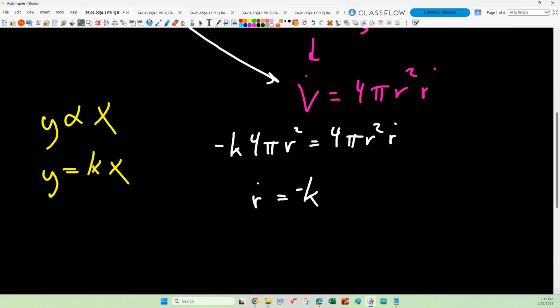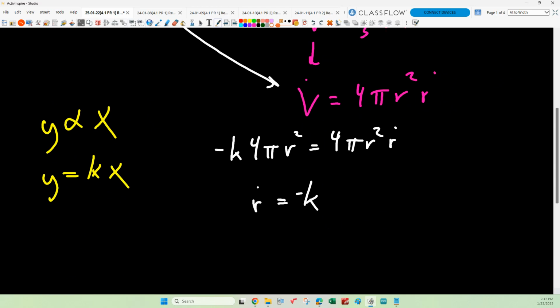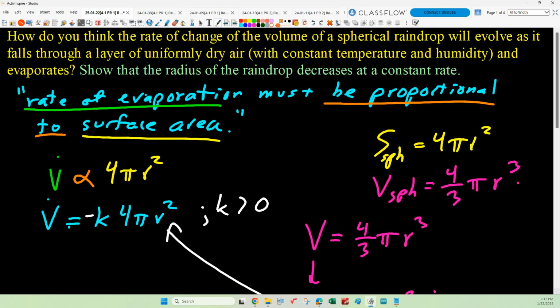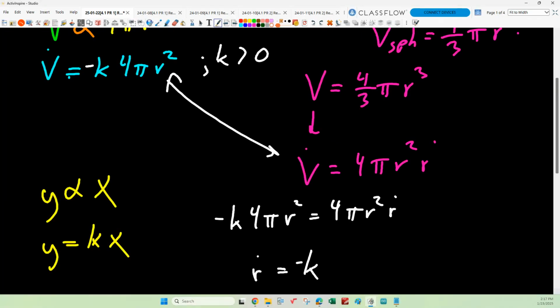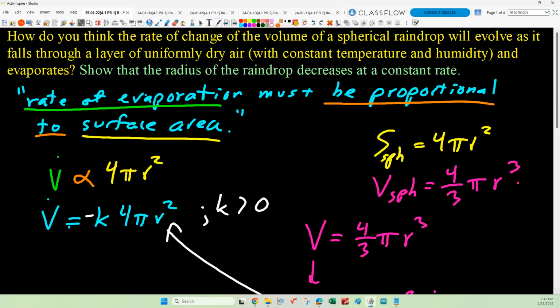Well, look what we just proved. r dot equals a negative constant. Isn't that what we wanted to prove? We wanted to prove that the radius of the raindrop decreases at a constant rate. Well, that's exactly what that says. The rate of change of radius is a negative constant. That's pretty cool, don't you think? I do. I think that's pretty cool that we can prove that just from this one very reasonable assumption, that all the water evaporates from the surface.